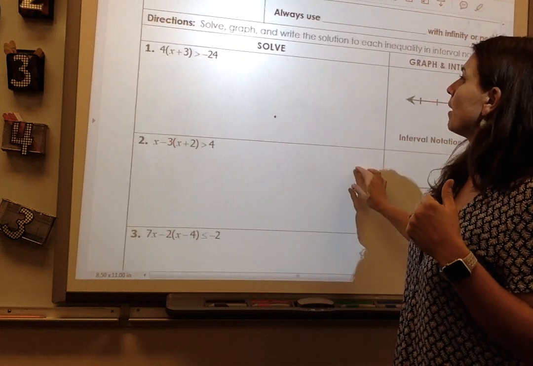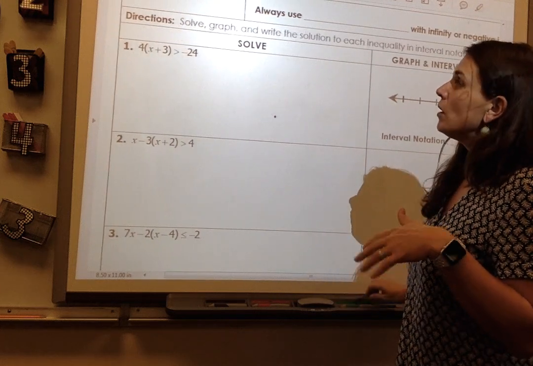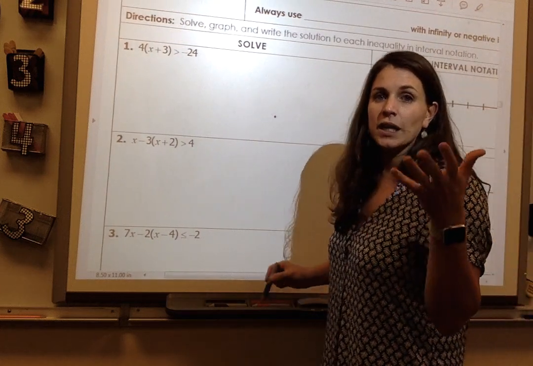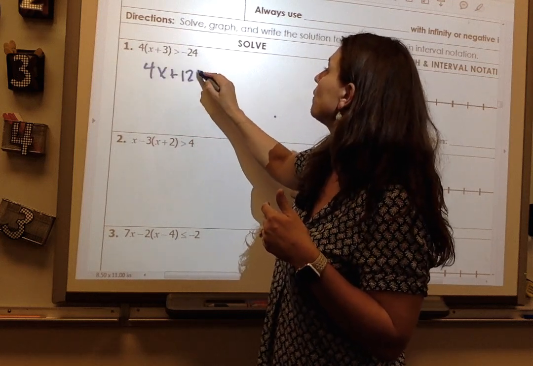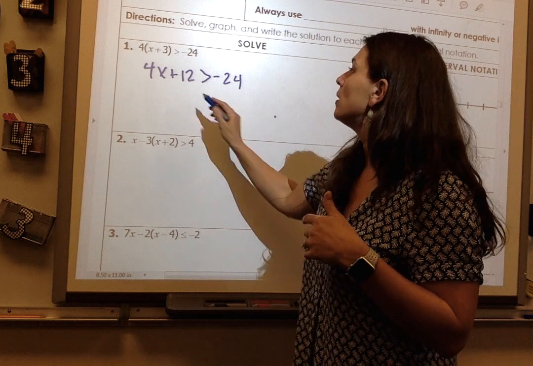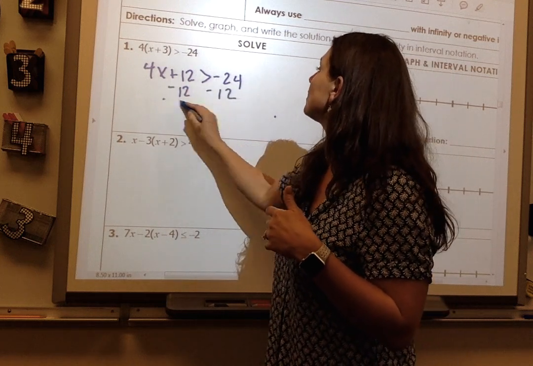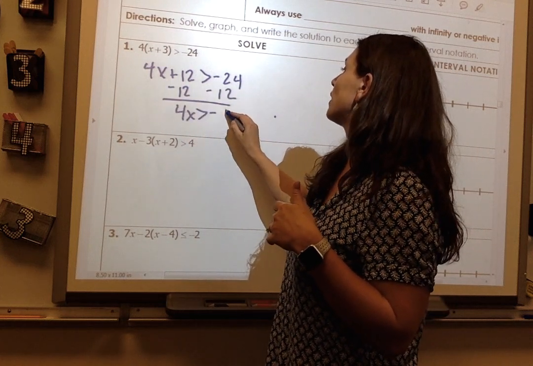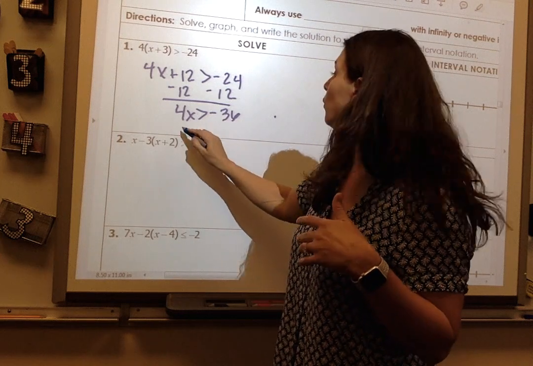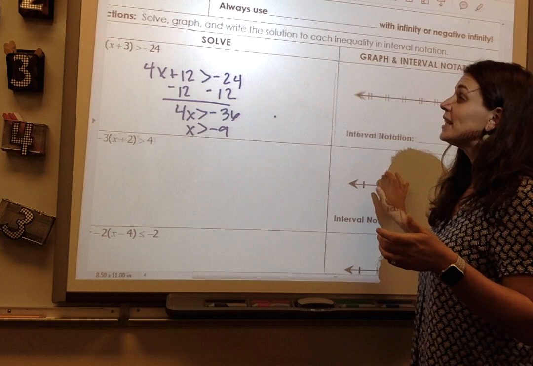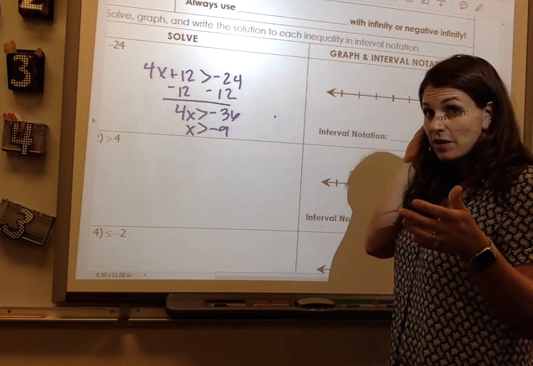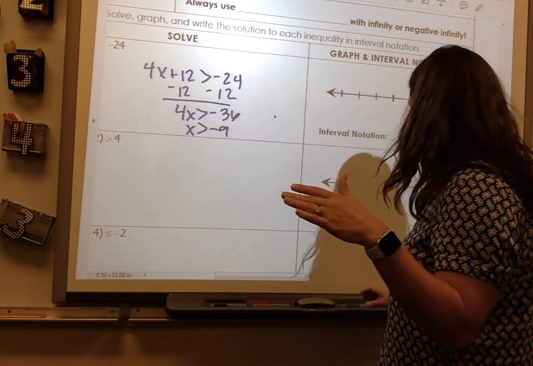So let's take a look at what that means on number 1. We solve this like we would any inequality. We distribute the 4, so I get 4x plus 12 is greater than negative 24. I subtract 12 on both sides. I get 4x is greater than negative 36. I divide by 4, and x is greater than negative 9. So, is negative 9 a solution? No, it's not.